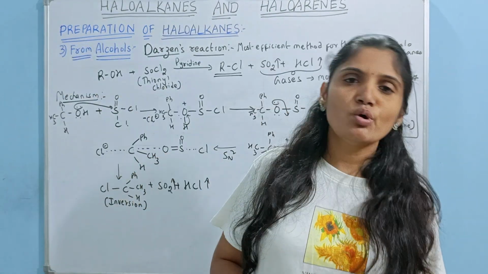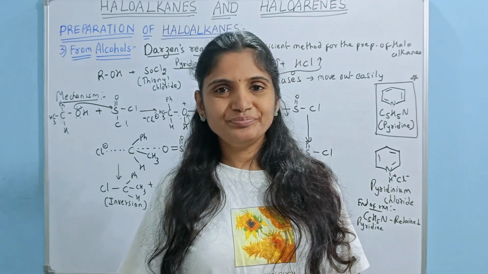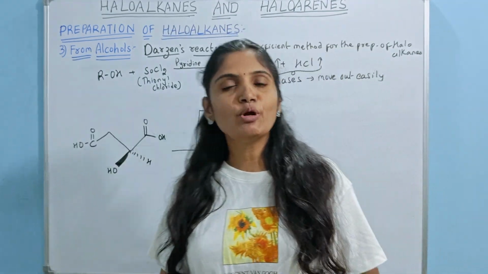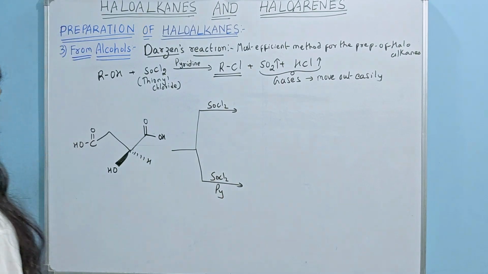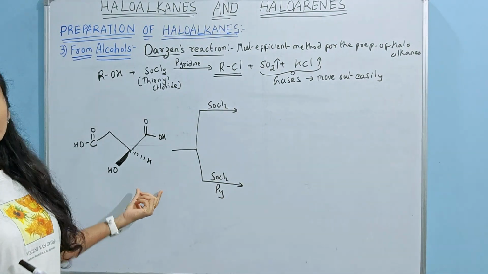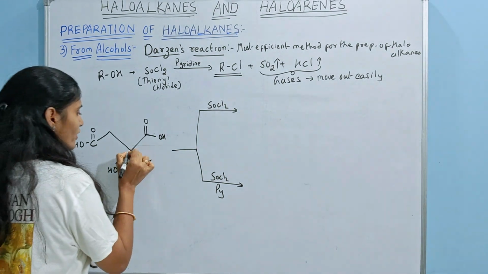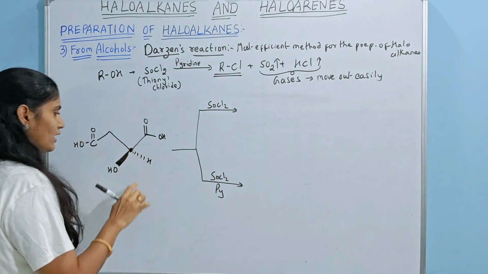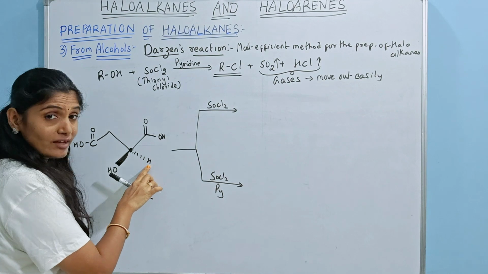Now let us take an example to understand the stereochemistry better. If you see, this is an alcohol with a chiral center. Carbon on one side has hydrogen.